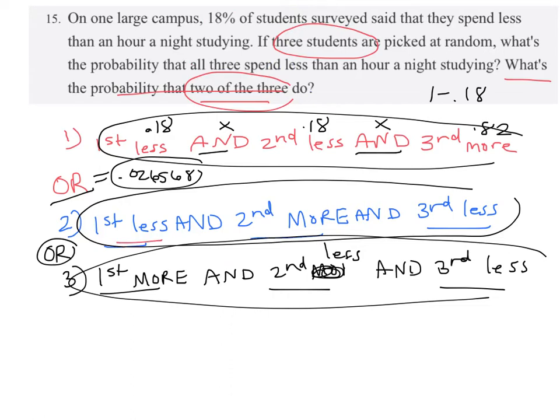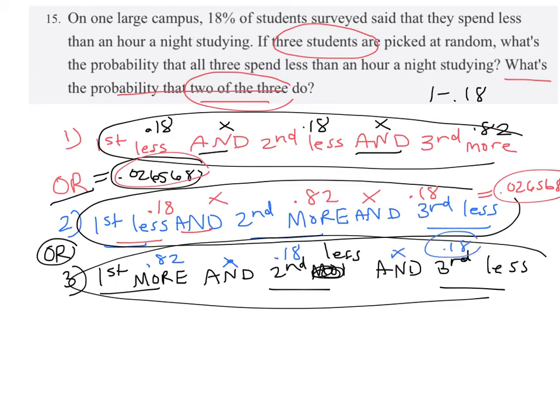Now let's look at outcome 2. The first is less is 0.18. The second is more is 0.82. The third is less is 0.18. Because it's an and, we multiply again. 0.18 times 0.82 times 0.18 is going to give me again 0.026568. Third event. First is more, so that's 0.82, and second is less, so that's 0.18, and third is less, that's 0.18. So you find this product, and again, it's the same three numbers that you're multiplying. You're going to get the same product, 0.026568.